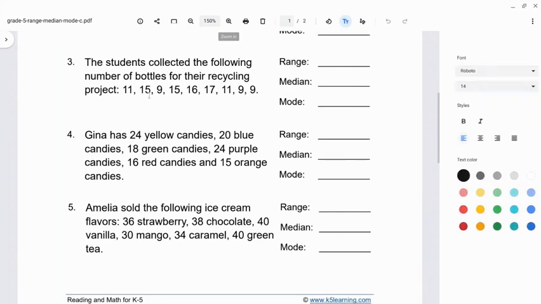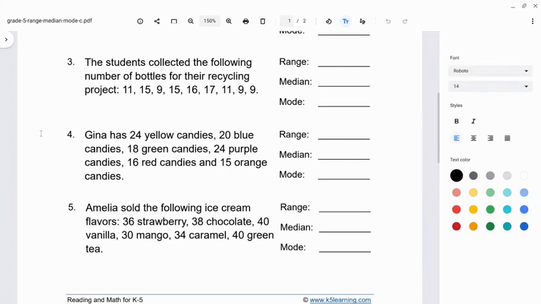finding the median harder. So Gina has 24 yellow candies, 20 blue candies, 18 green candies, 24 purple, 16 red, and 15 orange candies. So once again, the first thing I'm going to do is I'm just going to order these from the smallest numbers to the biggest numbers.